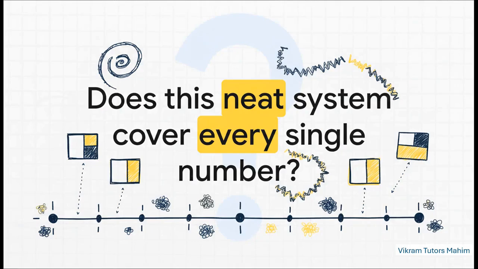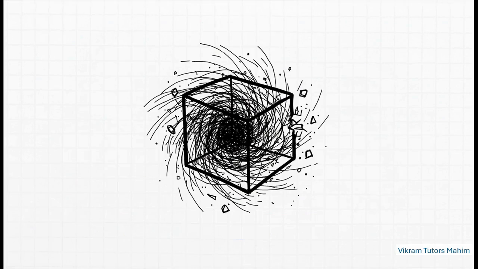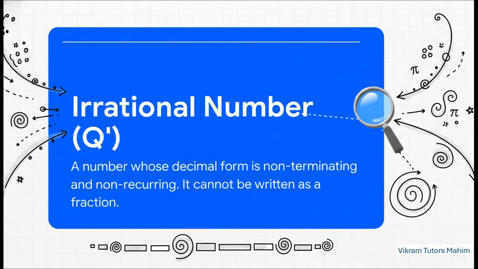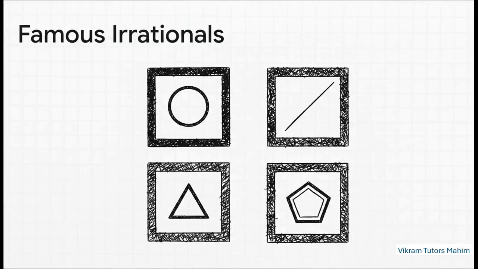But here's the question. Does this tidy little system really cover every number out there? And plot twist. Turns out, some numbers just refuse to be written as a simple fraction. Meet the irrationals. Their decimals ramble on forever, with absolutely no repeating pattern. Wild, right? You've definitely met some of these guys before. Think pi, or the square root of 2.